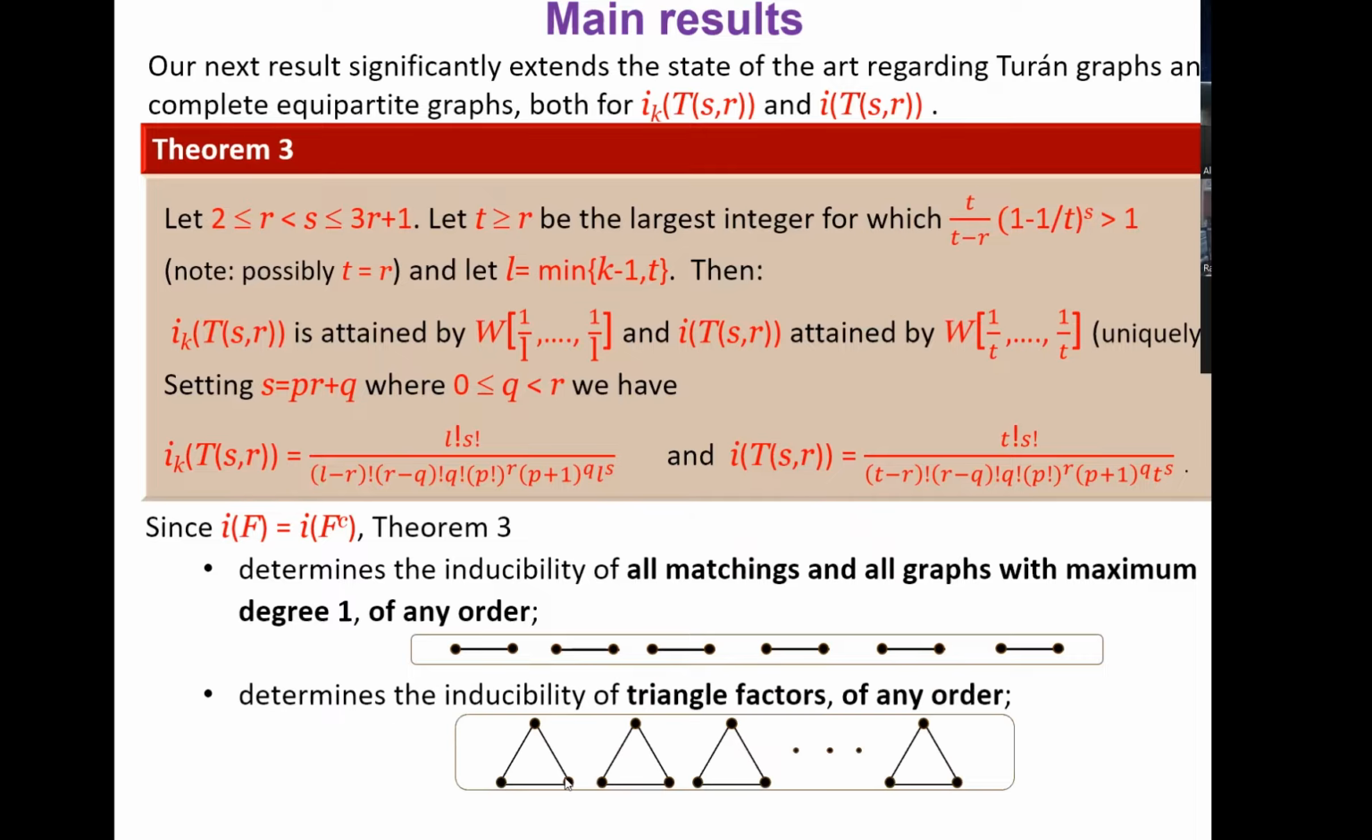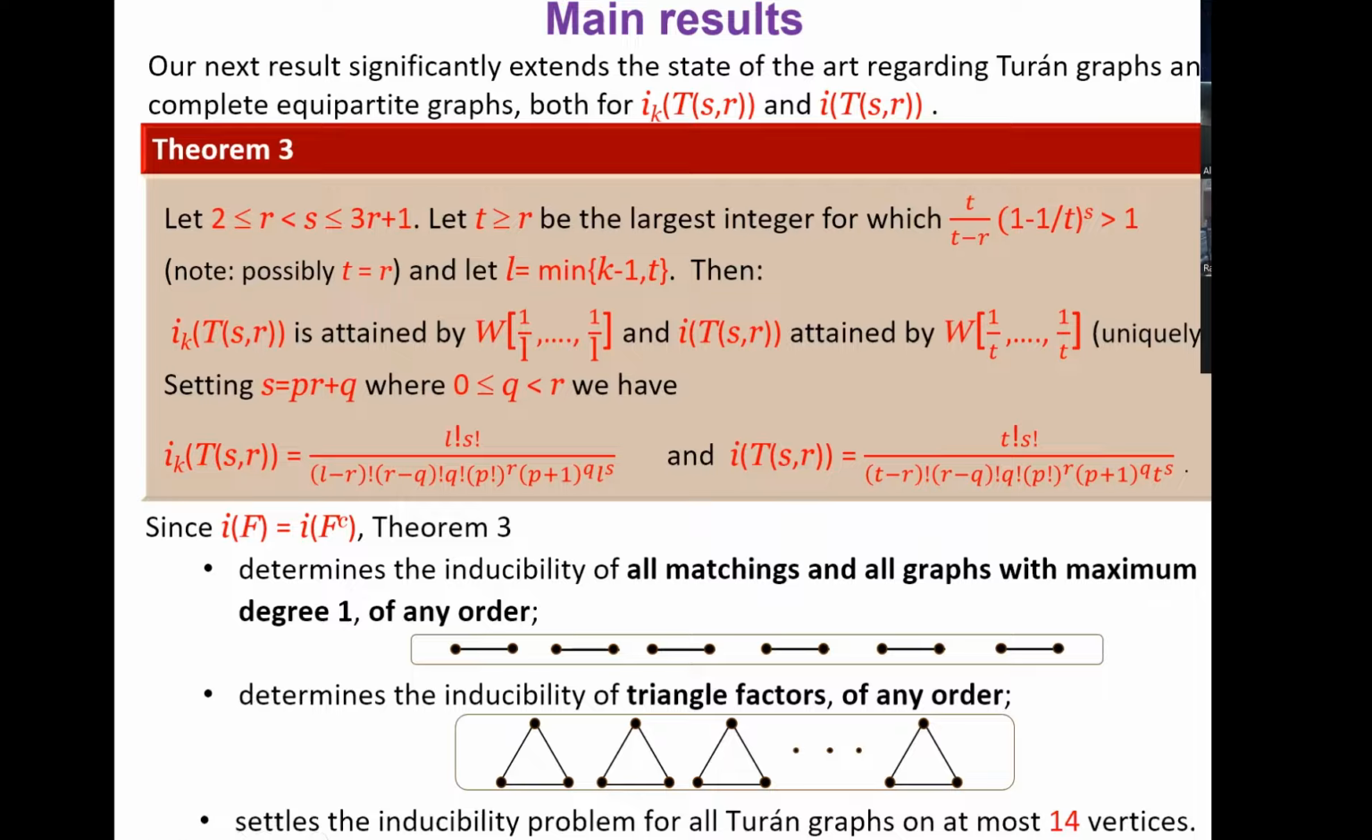And here's another example. What about triangle factors, again of any order? Again, these are complements of Turán graphs, right? Because here we have the Turán graph. The complement is the Turán graph with 3R vertices and R parts. Sorry. And again, it falls into the theorem because S is allowed to be 3R in the statement. And actually, it settles the inducibility problem for all Turán graphs on at most 14 vertices.